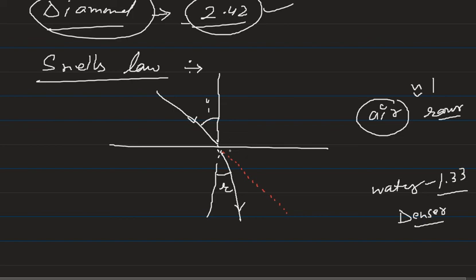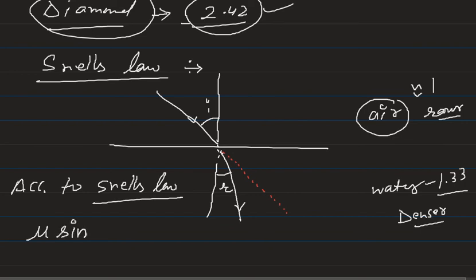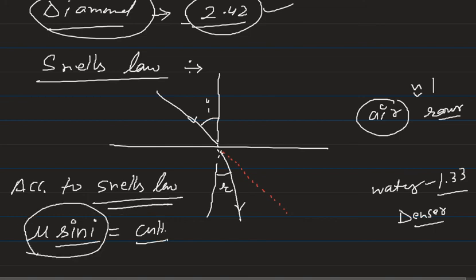So now we have to apply Snell's law. What is the statement of Snell's law? According to Snell's law, the refractive index mu multiplied by the sine of the angle of incidence, the product, is always a constant. Let's suppose the angle of incidence is I, so we take sine I multiplied by the refractive index of that medium, and that product is always a constant. That is the statement of Snell's law.